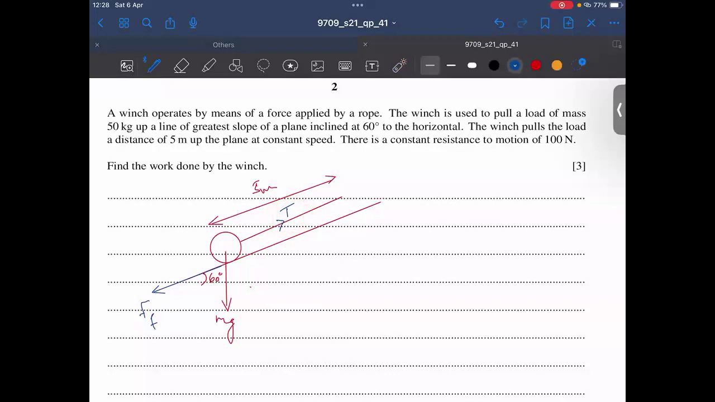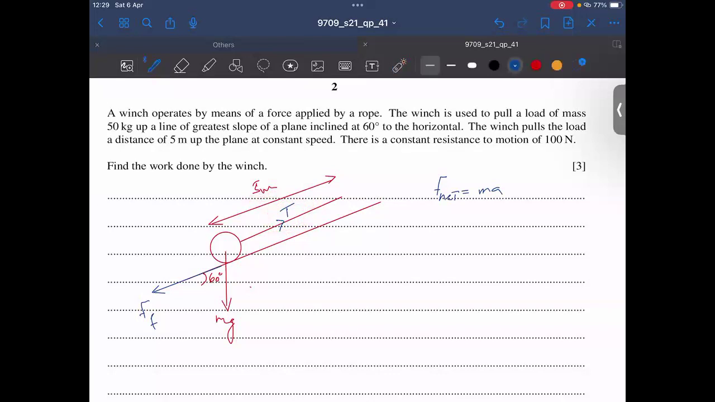Now, because they are asking to calculate the work done by the winch, it's your choice, Miss Aisha. You may use Newton's second law to calculate the work done. That is, you will be calculating this force by the winch, that is also the tension in the rope, and then multiplying it with 5. You're going to get the work done by the winch.